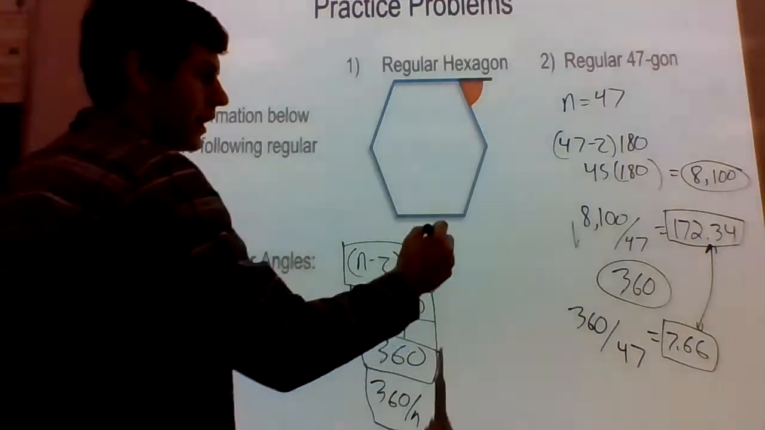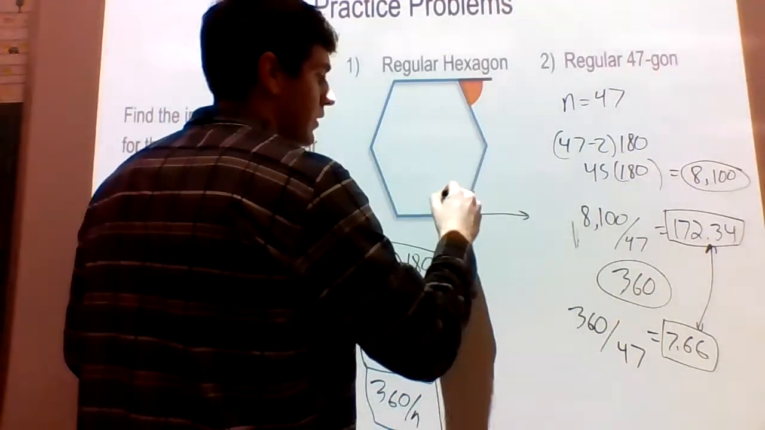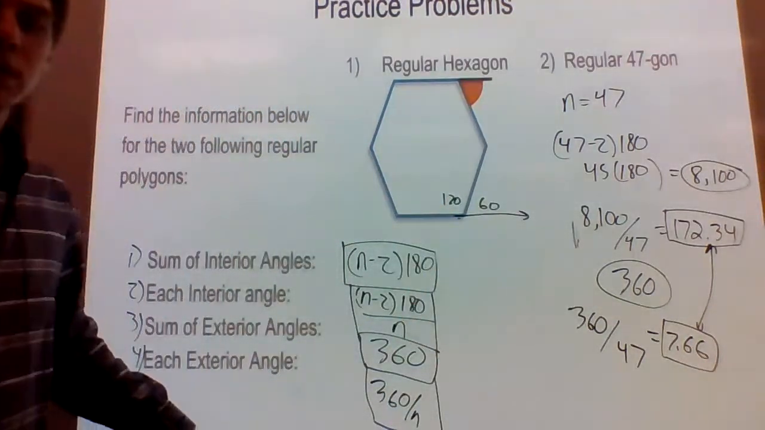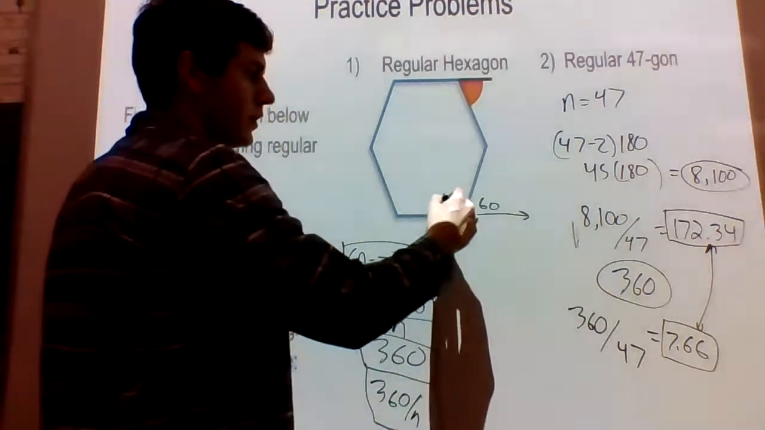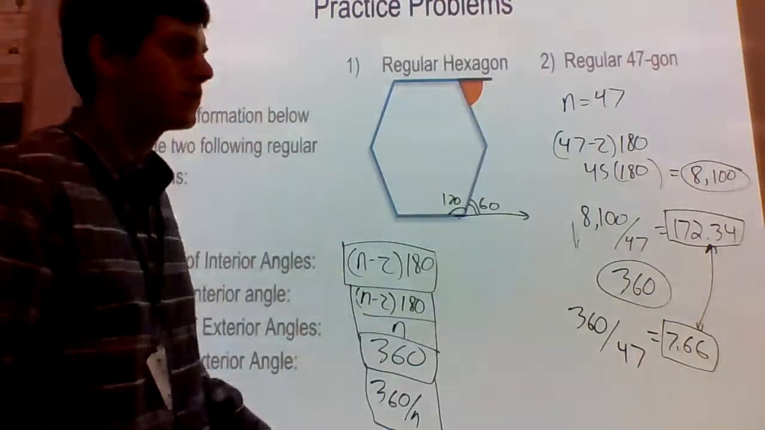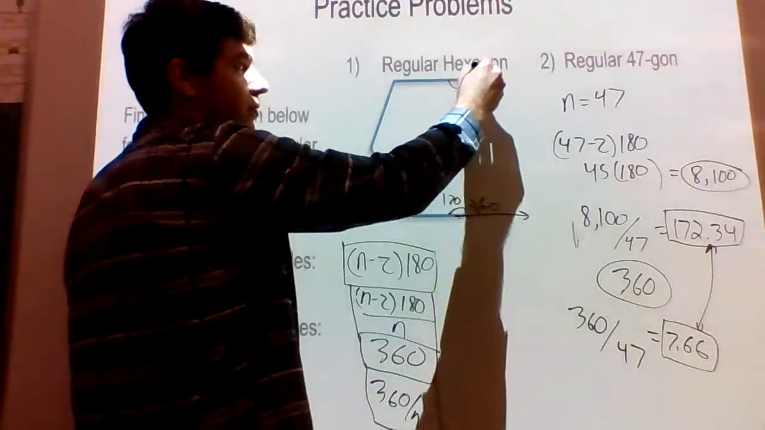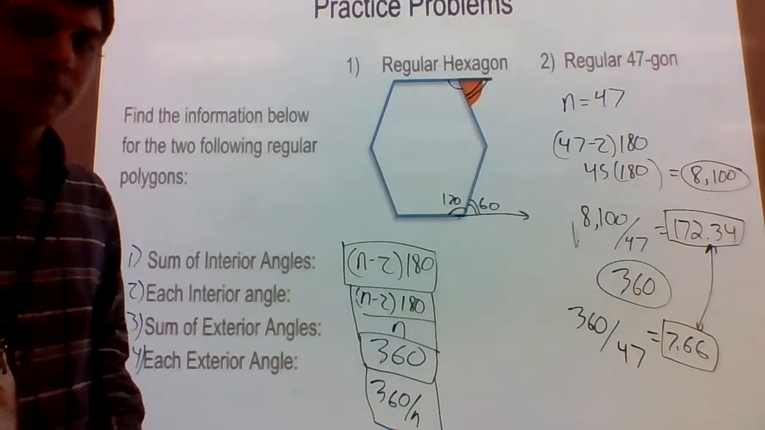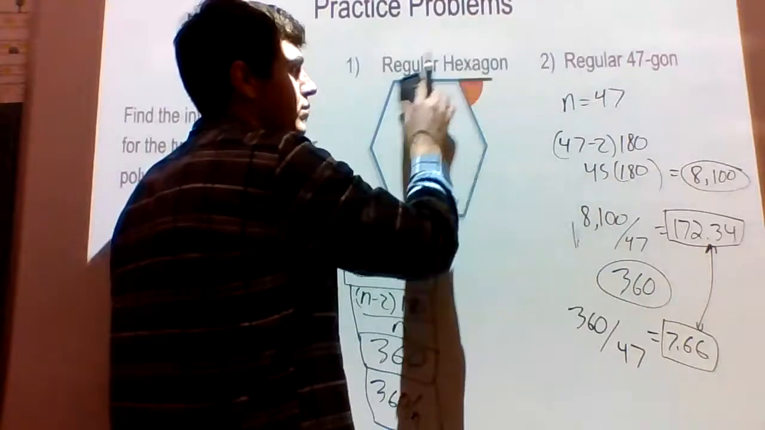They should form a linear pair. Just to demonstrate on the hexagon, again, we found that the interior angles were 120 each, and the exterior angles were 60. The interior angle forms a linear pair with the exterior angle. So those two should add up to 180.